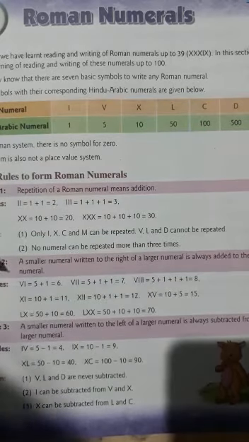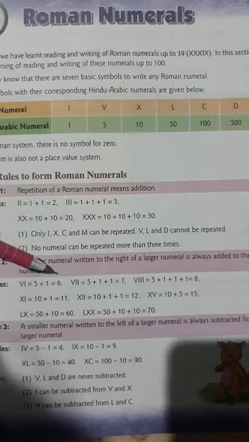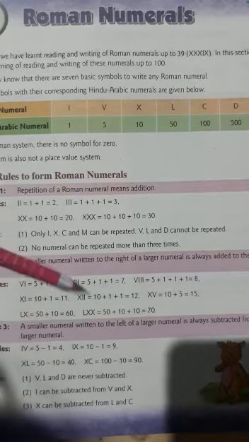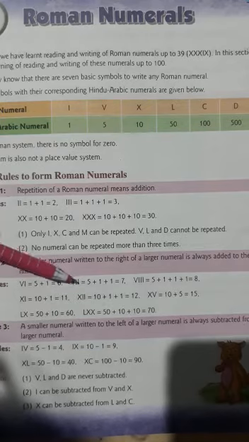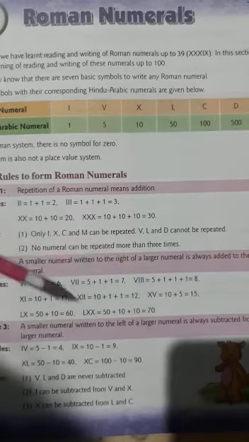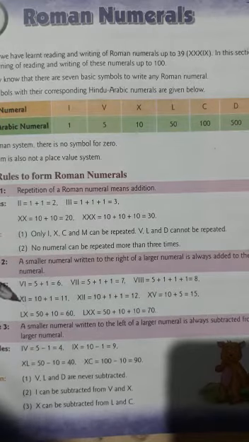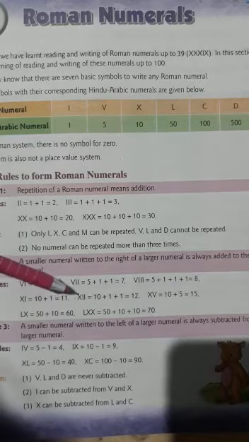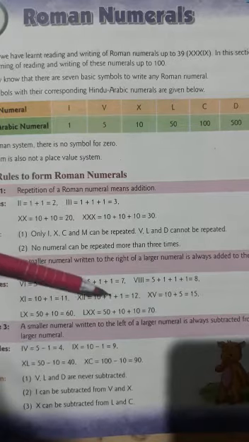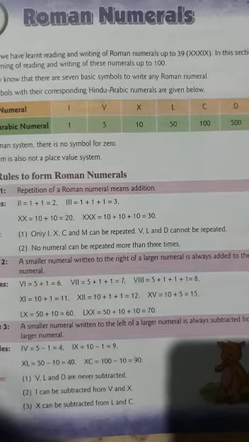See, students, VI means 5 plus 1. I means 1. 5 plus 1 is equal to 6. Okay. Now VII means 5 and 1 and 1. 5 plus 1 plus 1 is equal to 7. Okay. Now, in the same way, X means 10 and I means 1. 10 plus 1 is equal to 11. In the same way, XII means 12. Okay?